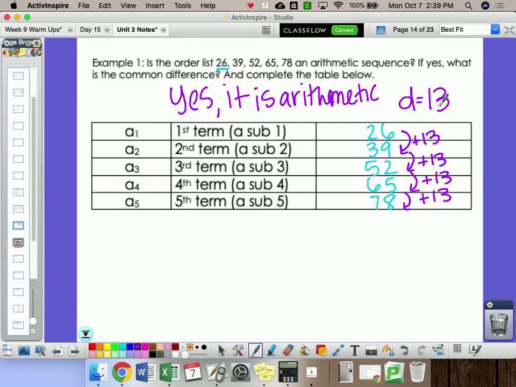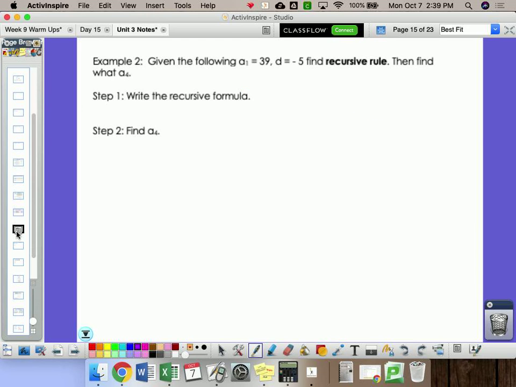All right, let's look at our next example. Example 2 on the next page. It says, given the following, A1 equals 39 and D equals negative 5, find the recursive rule. Then find what A4 is, or A sub 4, excuse me. So first off, we need to write our recursive rule. When you write the recursive, you always have to state what your A1 is. So A1, they told us, was 39.